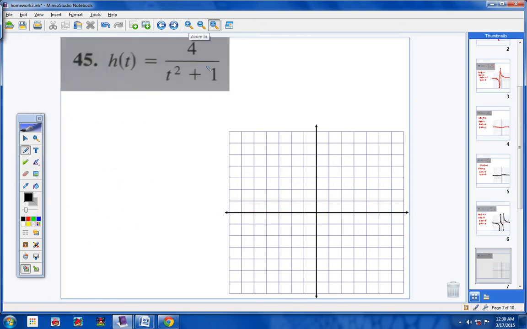Let's take a look at number 45. Now, if this helps, I'm going to go ahead and put an x to the 0 power here. Okay? Now the vertical asymptotes, we have none. If you take the denominator and set it equal to 0, you'll get plus or minus i, so no vertical asymptotes. The horizontal asymptote will be at 0, okay? because the numerator degree is smaller than the denominator. Now your x-intercept is when you take the numerator and set it equal to 0. Okay, that's not going to happen.